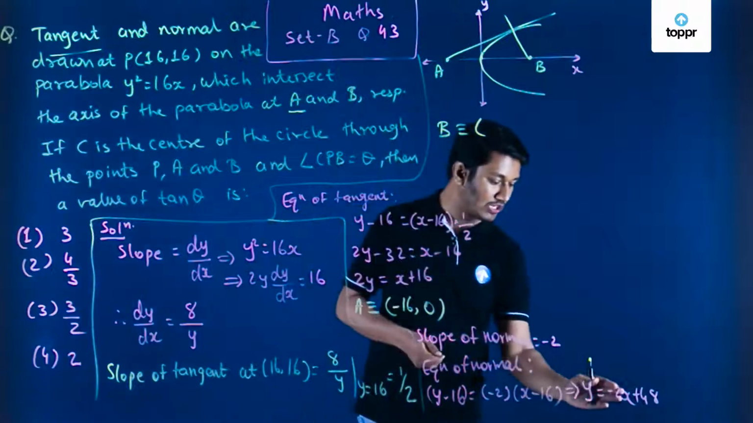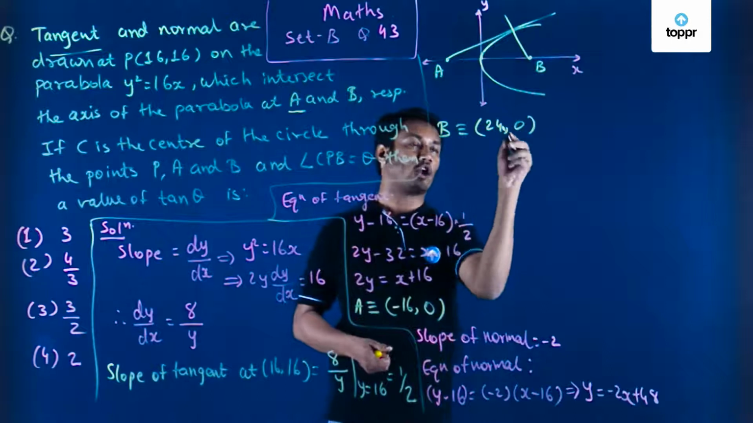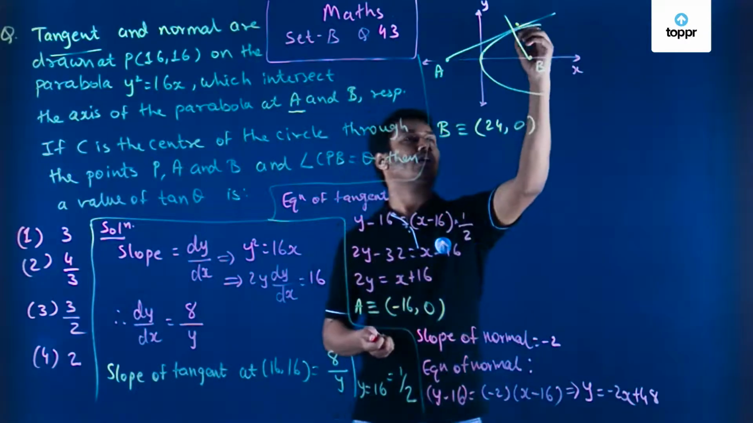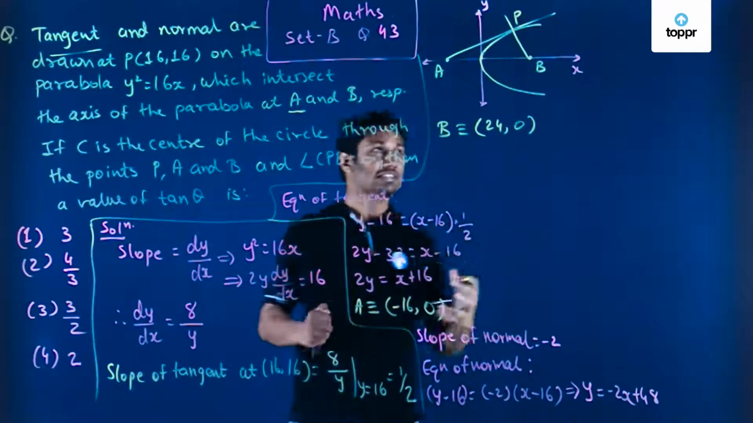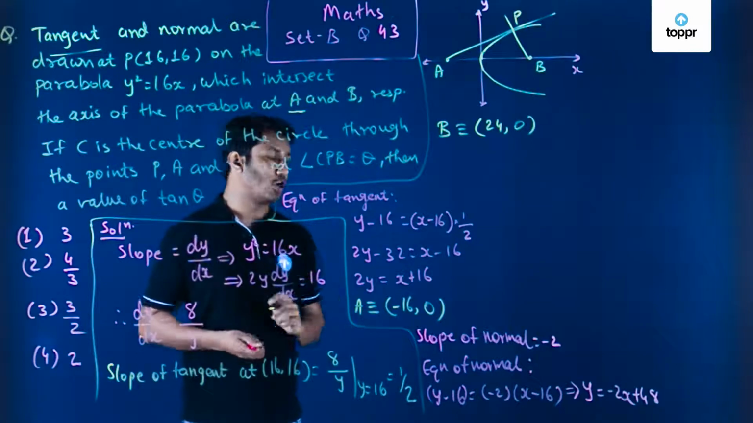So if I put y equal to 0, then x will be nothing but, you can see that, 24. So B becomes (24, 0). So we have got the coordinates of A and B, and this point is nothing but point P, which is (16, 16), at which the tangents and normals are drawn.